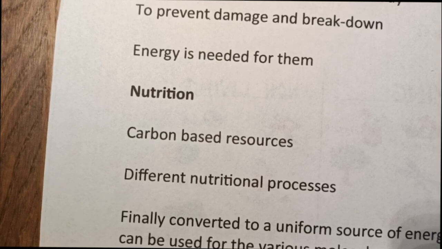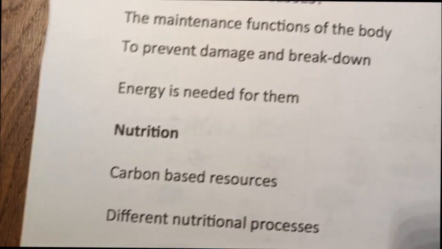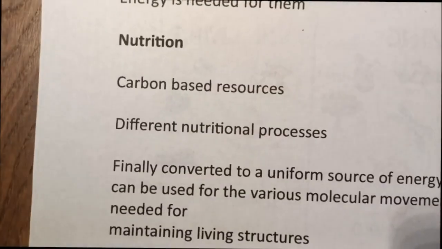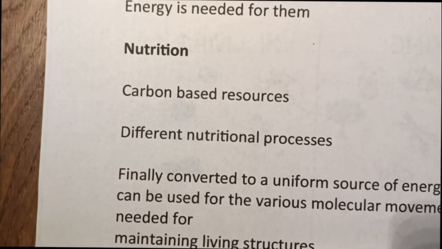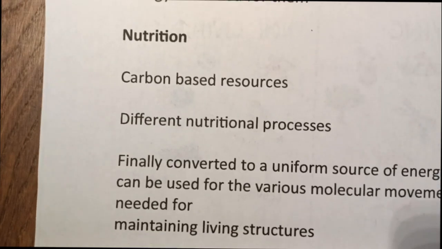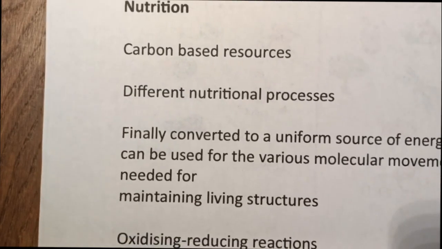Now, the organism grows as well. That needs additional raw material, and that comes from outside. And most of the raw material is in the form of carbon-based resources. The body of organisms involves breaking down of these different carbon resources into the energy and raw material that is required for building and repair and maintenance of the body function. And these involve different nutritional processes.